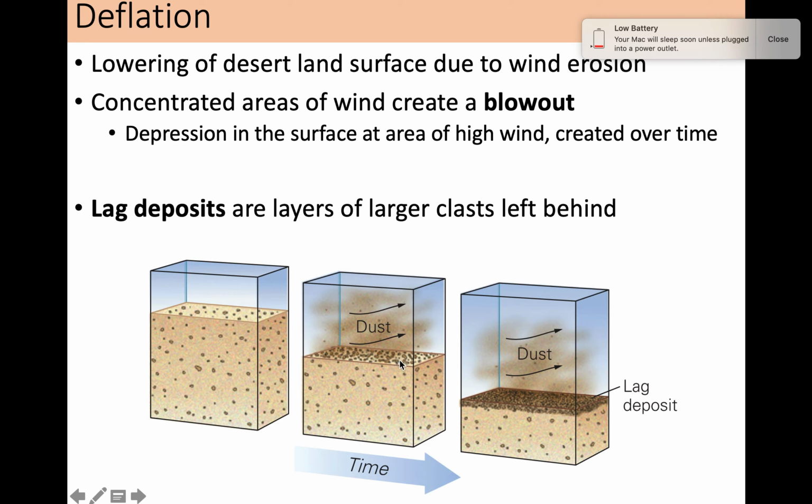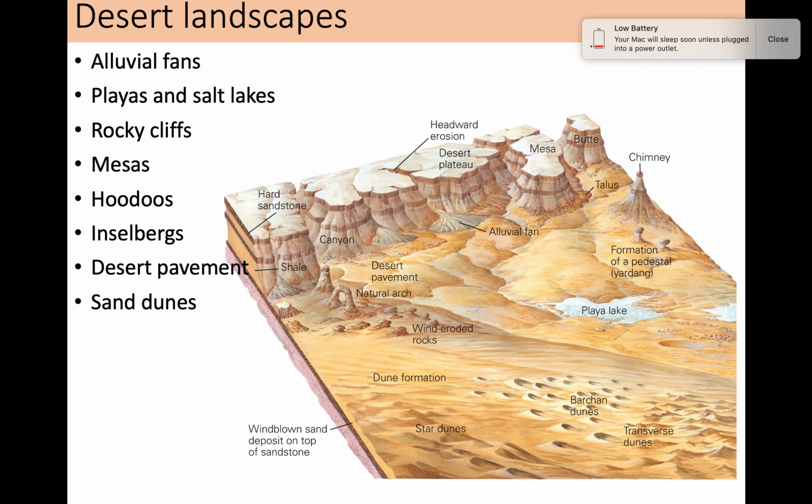The heavier grains will eventually create a layer, which we call lag deposits, because it's what's left behind. So when there's a really large layer of larger grains on the surface, we know that this area has experienced a lot of wind that has removed all of the smaller layers of dust. Because we're removing so much material, the surface is actually deflated. It moves downwards, and all that's left on the surface are the larger clasts that can't be removed by the wind.